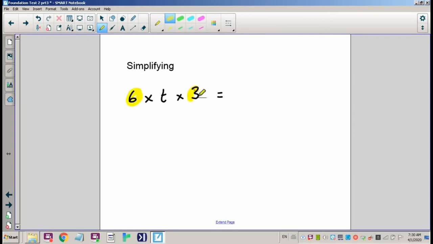Multiply any numbers that you have in your expression. An expression is just lots of numbers, letters, and times, and plus signs, and what have you. That's what I mean by an expression. Multiply those together. Use a calculator if you're not sure. 18, and then add any letters that were involved. There you go. 18t. 6 times 3 gives you your 18, and the only letter involved was a t.